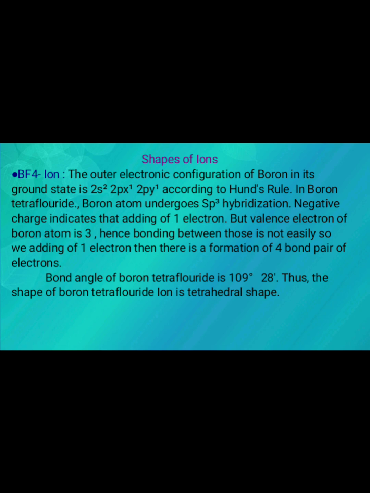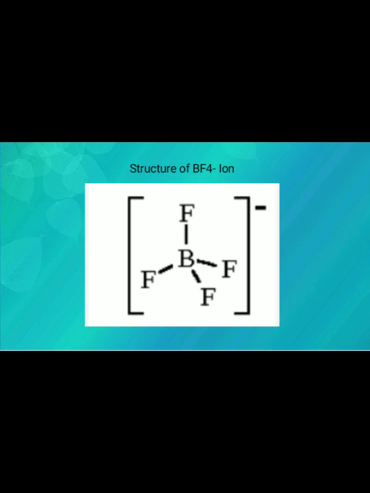Shapes of ions. BF4 minus ion. The outer electronic configuration of boron in its ground state is 2s2, 2px1, 2py1 according to Hund's rule. In boron tetrafluoride, the boron atom undergoes sp3 hybridization, and the negative charge indicates the adding of one electron, but the valence electrons of the boron atom are 3. Hence bonding is not easily possible. On adding one electron, there is a formation of 4 bond pairs of electrons. Bond angle of boron tetrafluoride is 109 degrees 28 minutes. Thus the shape of the tetrafluoride ion is tetrahedral. Next one, structure of the BF4 minus ion.